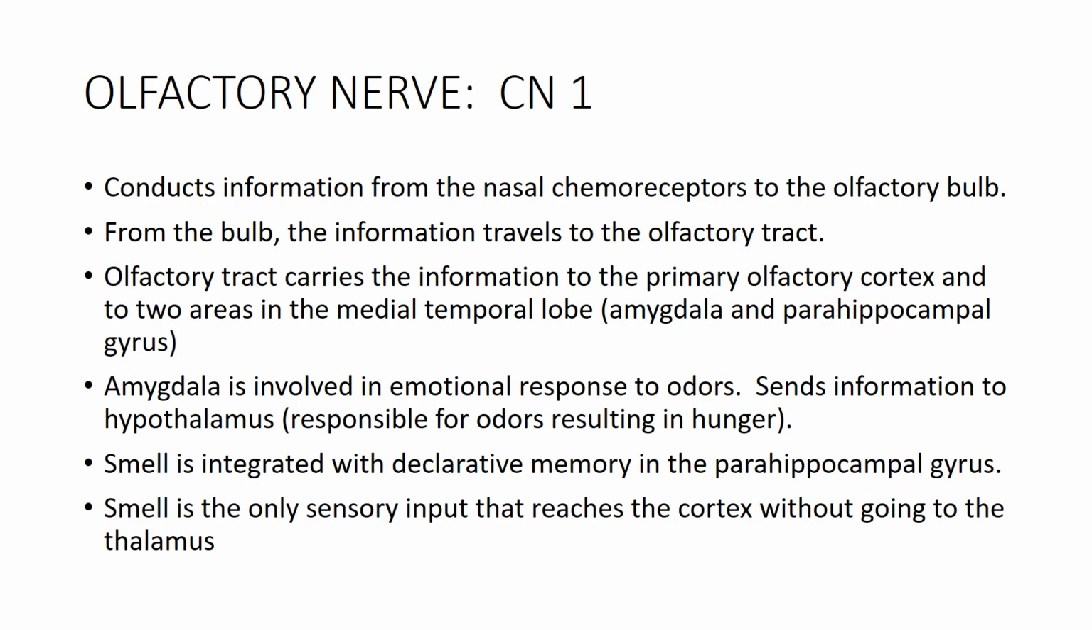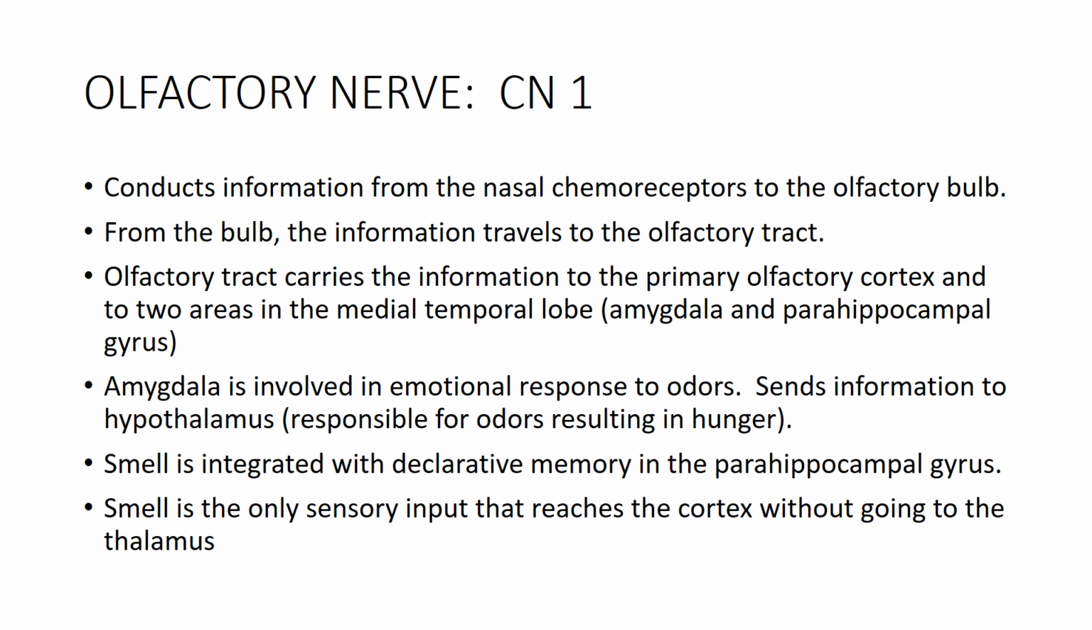But let's take a look first at the olfactory nerve, cranial nerve number 1. Cranial nerve number 1 conducts information from the nasal chemoreceptors that are located in the olfactory bulb. From the bulb, the information travels to the olfactory tract, so it goes from bulb to tract, and then carries information to the primary olfactory cortex and to 2 areas in the medial temporal lobe, the amygdala and the parahippocampal gyrus. So we talked about that when we talked about the limbic system.